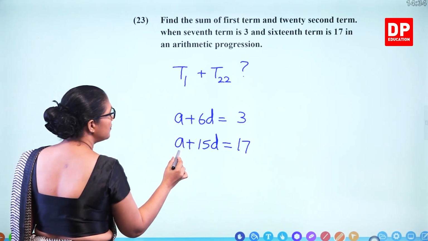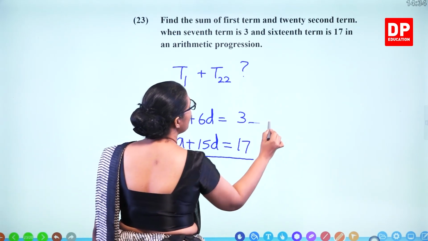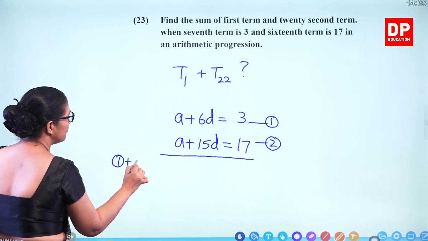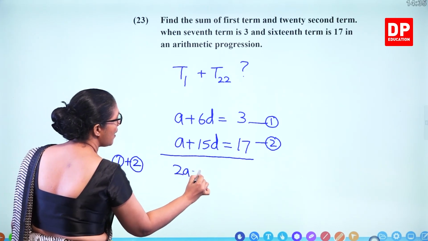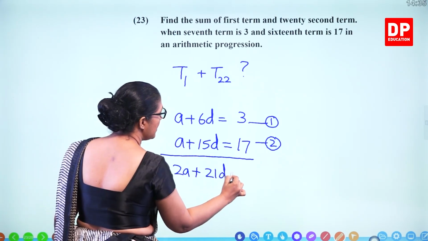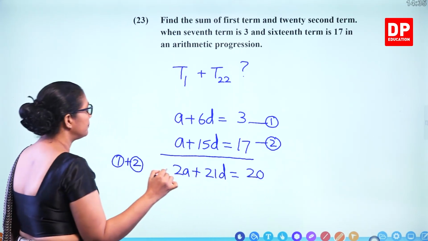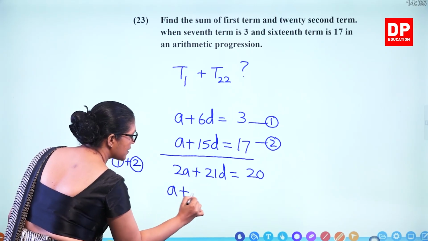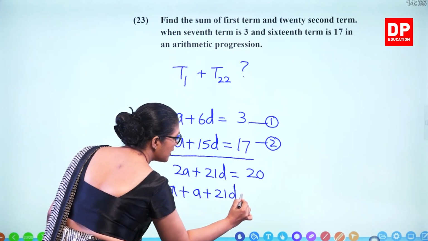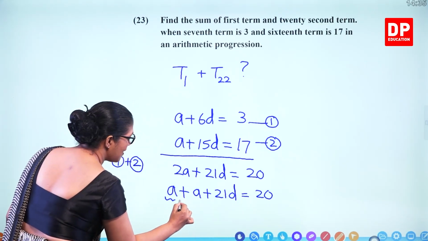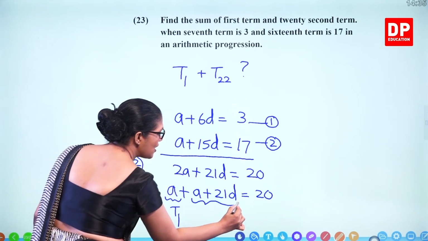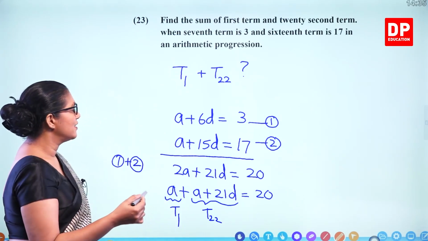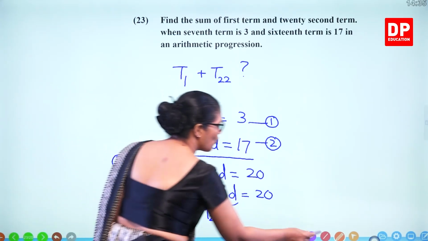Now we'll add and see what happens here. First one, second one, 1 plus 2: 2A plus 21D equals 20. So we can see, you can write A plus 21D. Now what is this? This is the first term, T1. A plus 21D is the 22nd term, T22. So what's the total? 20. 20 is the answer. So you get 2 marks there.